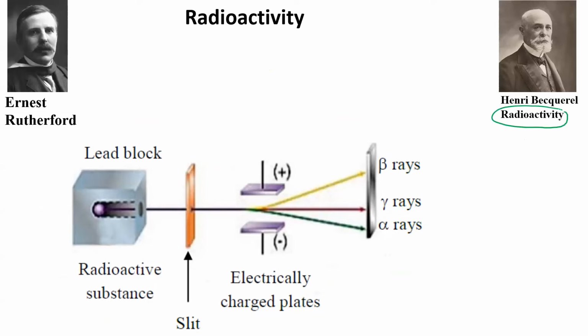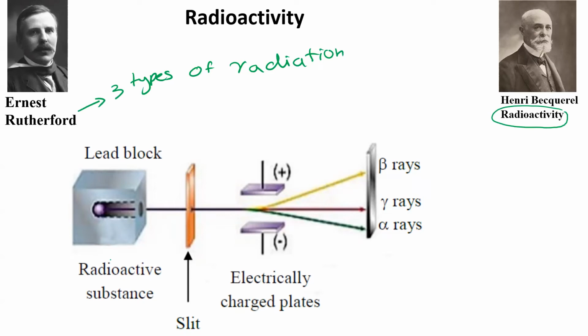Ernest Rutherford further did more experiments with radioactivity, and Ernest Rutherford found that there are 3 types of radiation. There are 3 types of radiation. The three types are the alpha rays, beta rays, and the gamma rays.